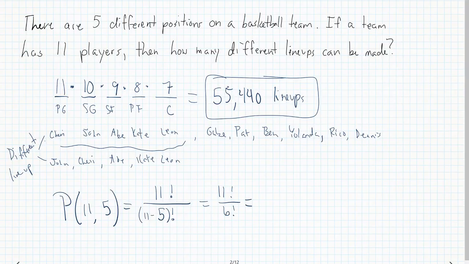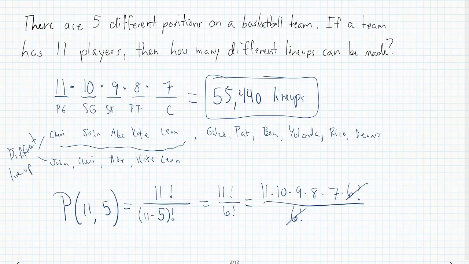And so the way we can actually cancel this off, we can write 11 factorial as 11 times 10 times 9 times 8 times 7 times 6. And then we can do times 5 times 4 times 3 times 2 times 1, but 6 times 5 times 4 times 3 times 2 times 1 is just 6 factorial. So the 6 factorials will cancel here. And notice we're left with the same answer that we got using the multiplication principle. Okay, that's hunky-dory and makes things all nice for us, right?